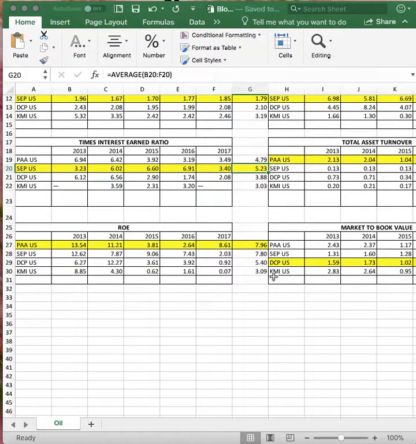Next is the ROE, which is the return on equity. This shows how much profit each dollar of a common stockholder's equity generates. The ROE is considered to be one of the most important ratios since it measures the return on equity, and the goal of finance is to maximize shareholders' wealth. PAA had the highest at 7.96, and the ROE is calculated by net income divided by total equity.